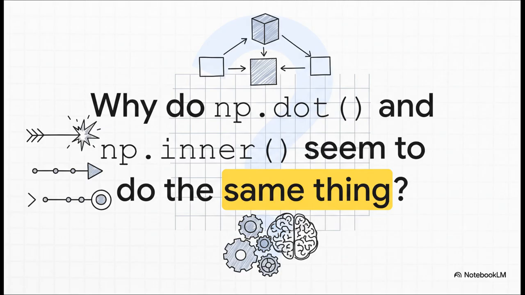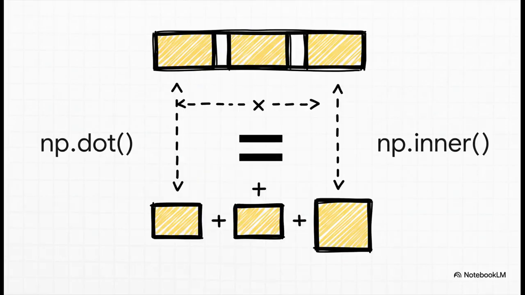Well, the difference between them actually reveals something really deep about how these operations work in higher dimensions. So first, let's cover the simple case. If you're just working with one-dimensional arrays, vectors, then dot and inner are completely interchangeable. They do the exact same thing. They perform the classic inner product. You multiply the corresponding elements, and then you sum them up.